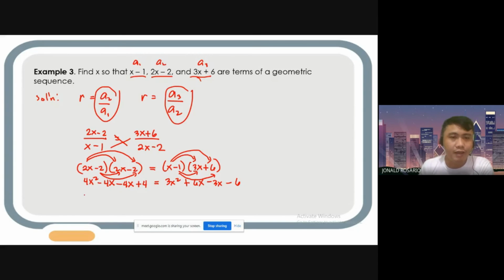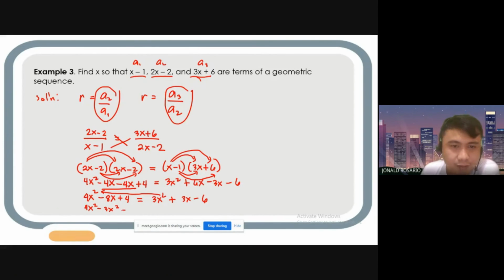So we can combine the like terms. So negative 4x minus 4x is negative 8x plus 4. So you have 3x squared plus 6x minus 3x is 3x minus 6. So pwede natin silang i-combine. So 3x squared from positive magiging negative, 4x squared minus 3x squared minus 8x. Kopyahin ko lang. At ito naman ilipat natin doon. So magiging minus 3x. At itong negative 6 magiging plus 6, at kopyahin ko si plus 4, equals 0.